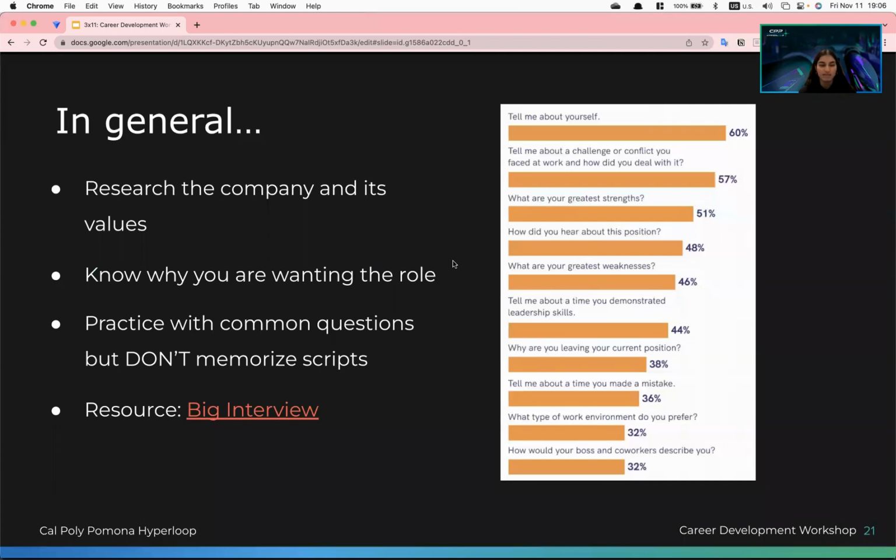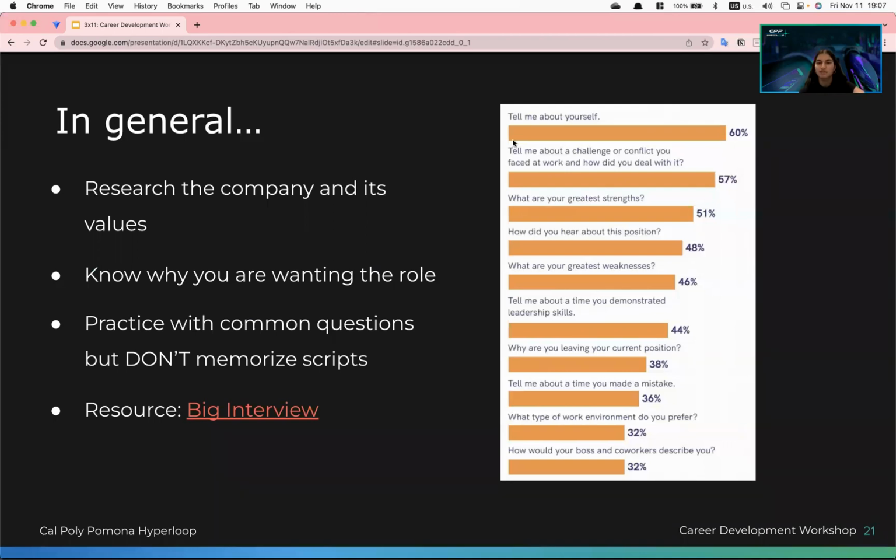One resource I have linked here is Big Interview. This is through your CPP email. You can click on the link, it'll take you to the site, log in with your CPP email, and it gives you interview questions through a video, and then you respond back and it records you, and then you can see how you answer it.